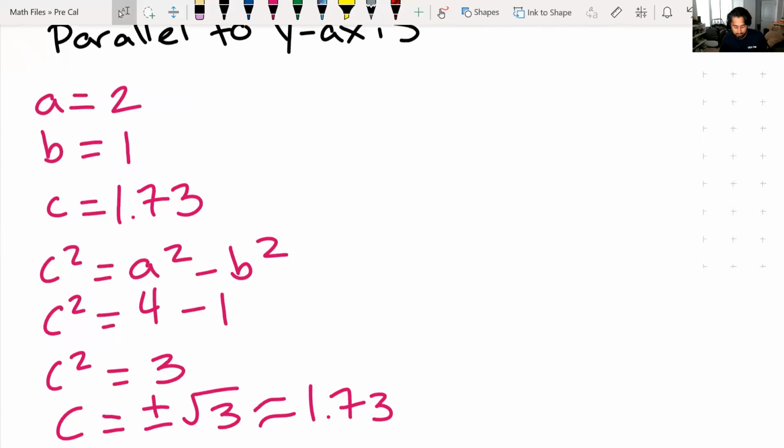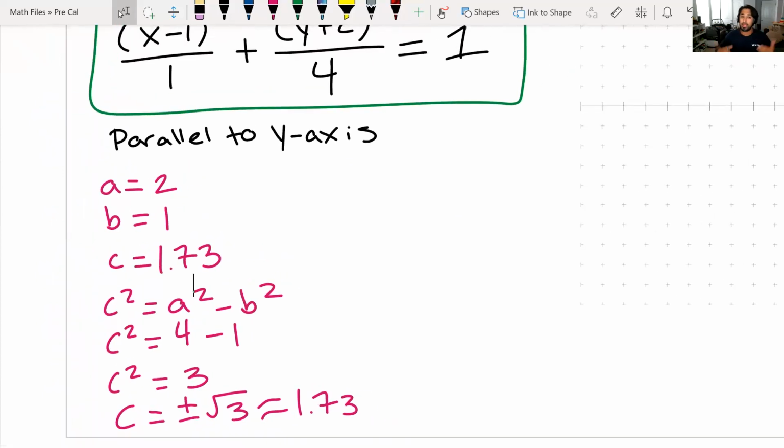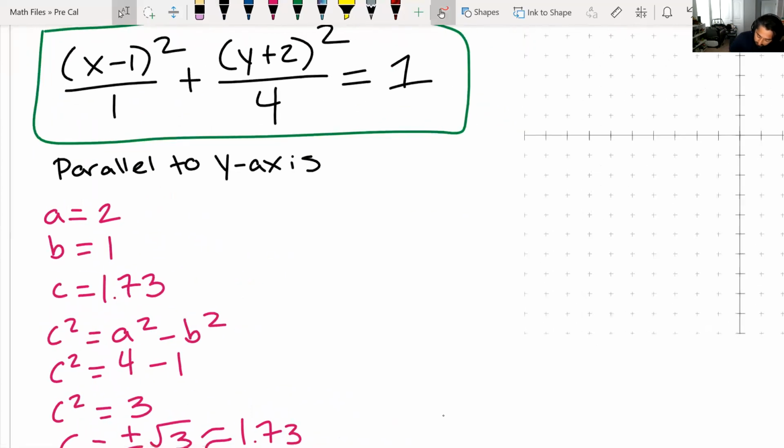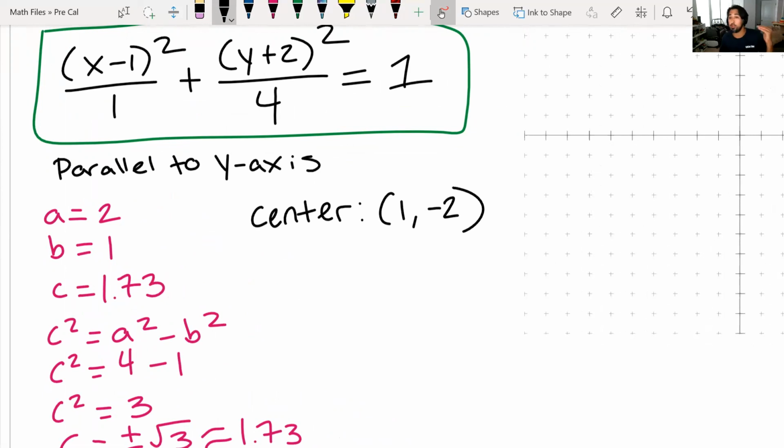Okay. We now have A, B, and C. And one more thing we can grab is the center. The center here is going to be 1, negative 2. Now let's plot it and use the values of A, B, and C to find the foci, vertices, minor points, and we are done. Of course, label everything.